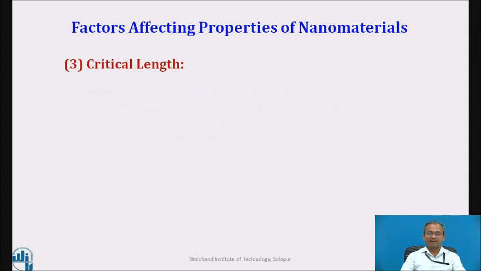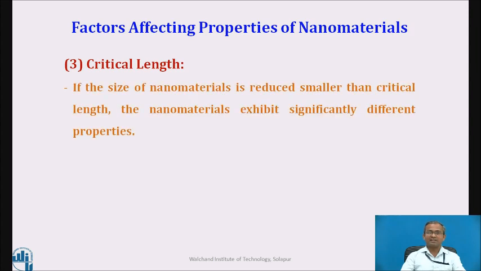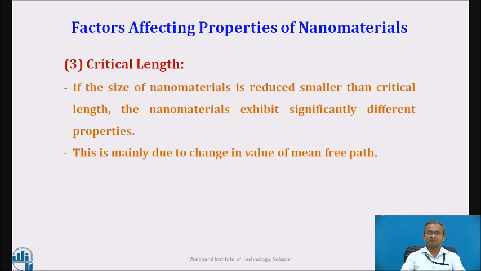The third factor which affects the properties of the nanomaterials is their critical length. If the size of the nanomaterials is reduced smaller than the critical length, the nanomaterials exhibit significantly different properties compared with their corresponding bulk materials. This is mainly due to change in the value of mean free path, which is the average distance traveled by an electron between two successive collisions with the vibrating atoms.